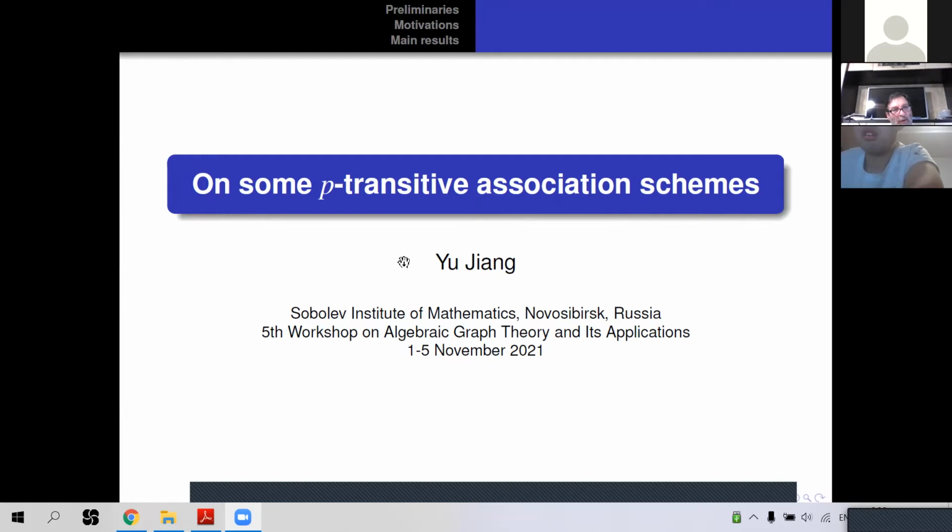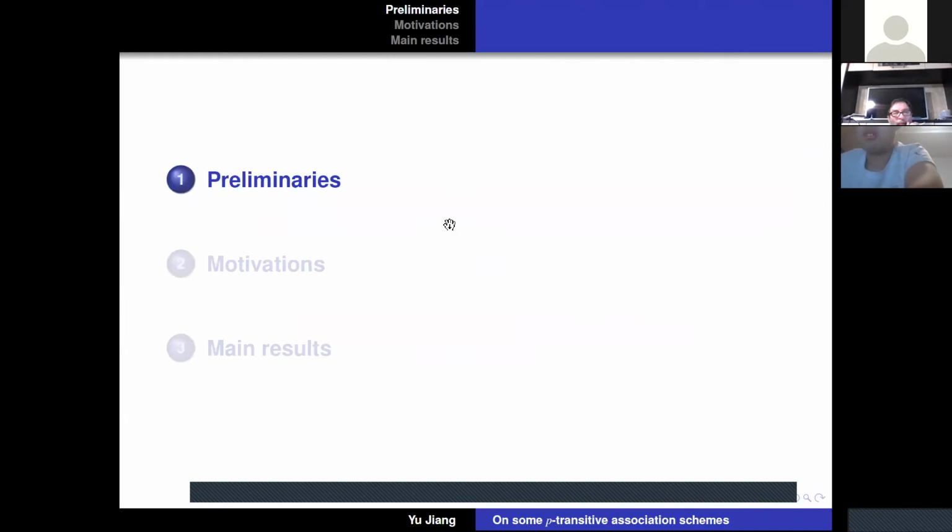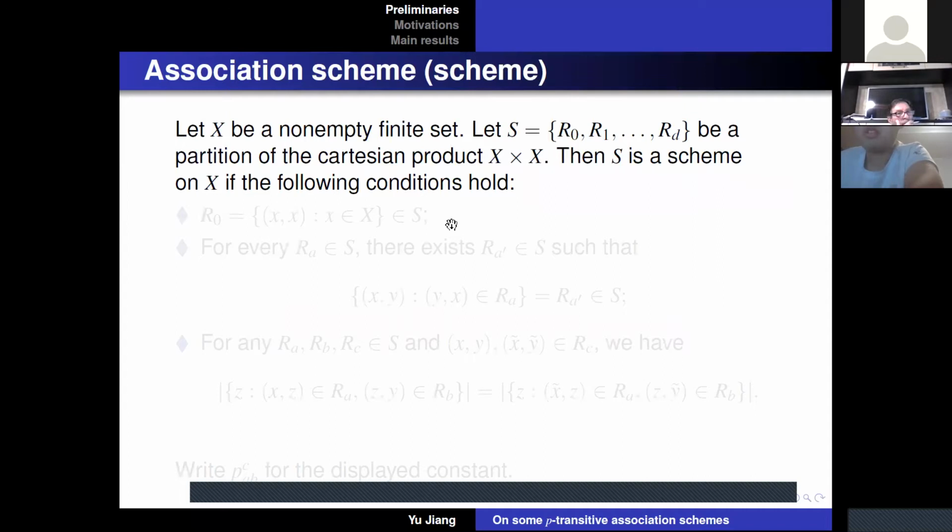So in this talk, we want to discuss some p-transitive association schemes. Firstly, we consider some preliminaries. Here we consider the association scheme, which we briefly call a scheme. Here our scheme may not be commutative.